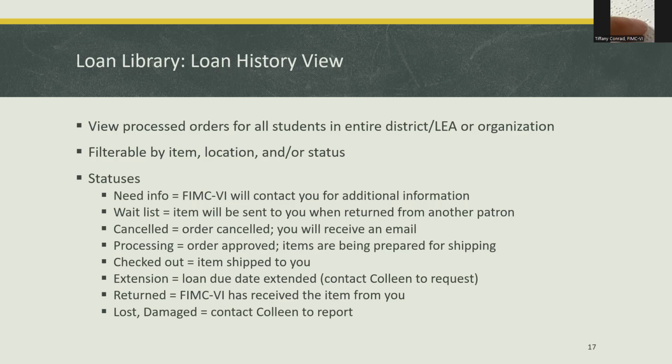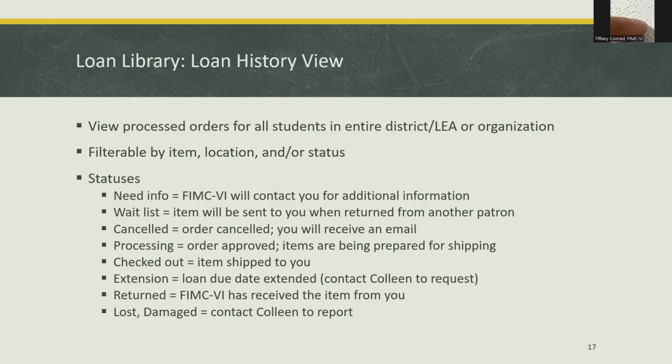Processing means we have approved the order and everything's ready to go, but it hasn't been shipped yet. It's being prepared for shipping. If it says checked out, the item has been shipped to you. Extension means that the loan due date was extended based on your request, or Colleen might use her judgment to do that as well.